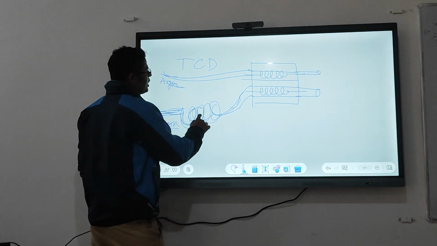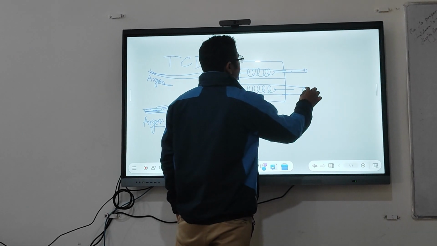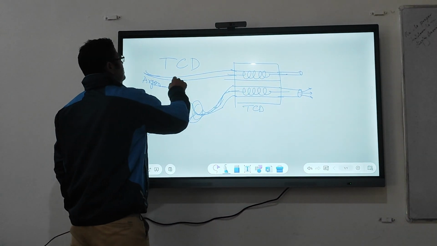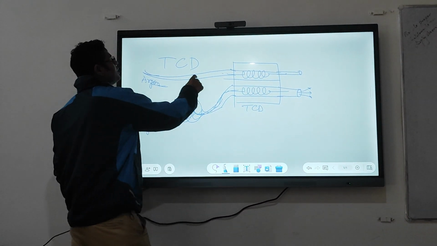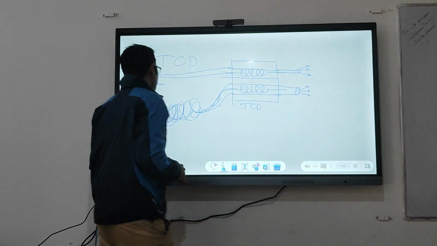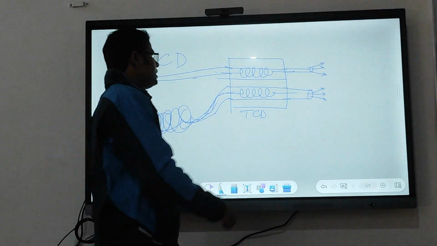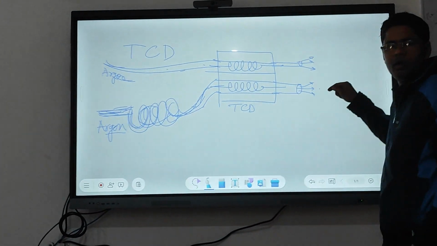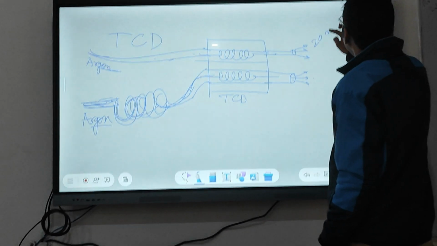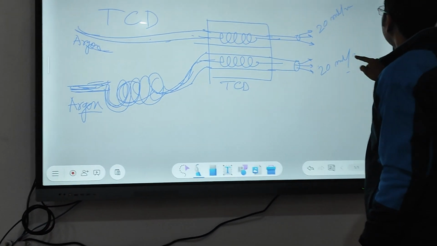Your argon goes through the column to the TCD, and your carrier gas will emit from here. The same argon carrier gas is also going through the other line, but there is no column. It goes directly to this filament and emits outside. We are giving the same carrier flow to both lines. So at the outlet you will get the same flow of argon, right? If you measure, maybe 20 ml per minute here, and here also 20 ml per minute.